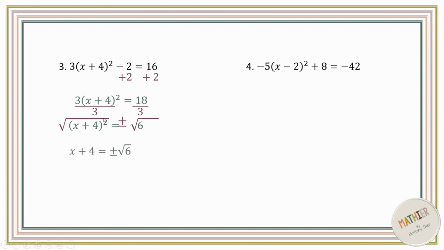So on the left-hand side, that square root and square power will cancel each other out to give us x plus 4. And then lastly, subtract 4 from both sides. So we get x equals -4 plus or minus the square root of 6.